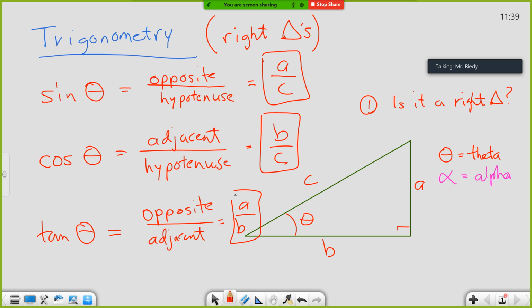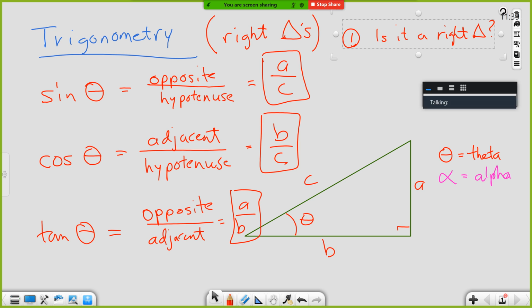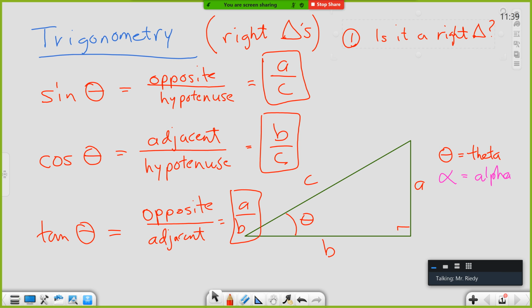Again, these only work for this particular triangle and that particular angle. Let me stop for a second and check to make sure you're with me. Are we good? Okay, good. I'm seeing some thumbs up pop up, so that makes me happy. Okay, so I'm going to take this and move this up here. Get this out of the way, put that down there. So question number one when we're solving the problems: is it a right triangle? If the answer is yes, then we're good to go.